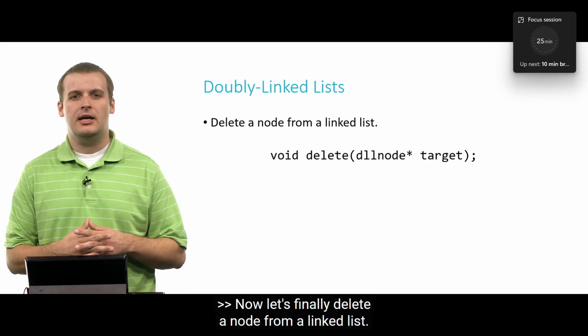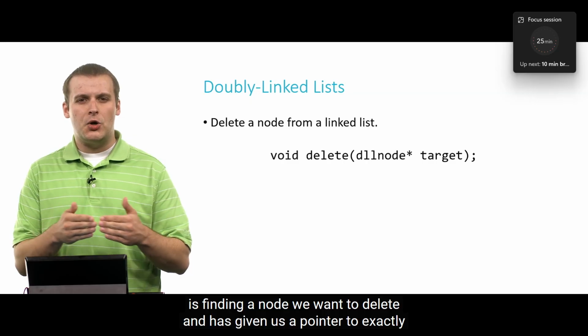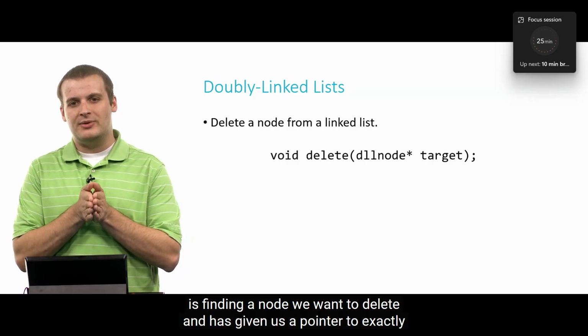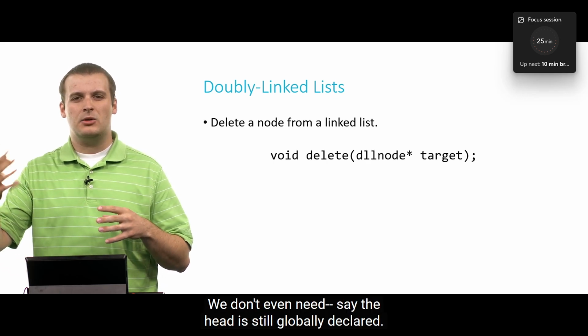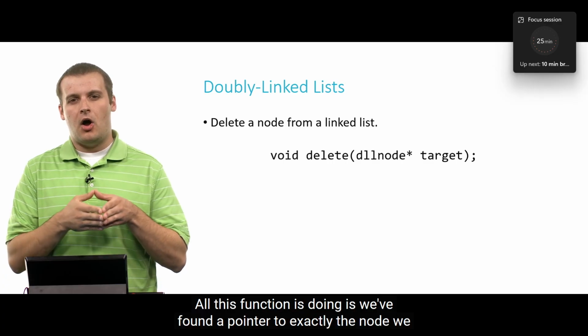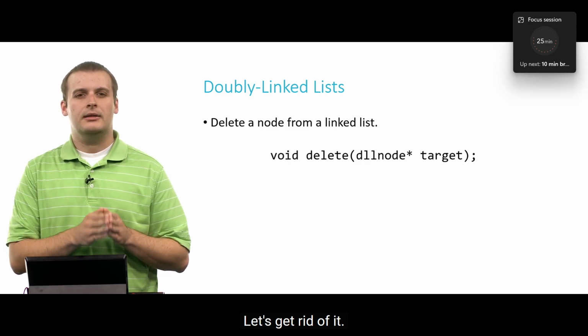Now let's finally delete a node from a linked list. So let's say we have some other function that is finding a node we want to delete and has given us a pointer to exactly the node that we want to delete. We don't even need head here, say the head is still globally declared. All this function is doing is, we found a pointer to exactly the node we want to get rid of. Let's get rid of it.